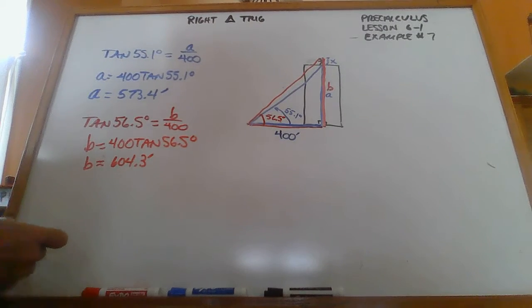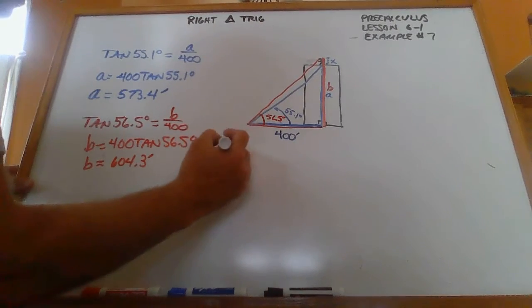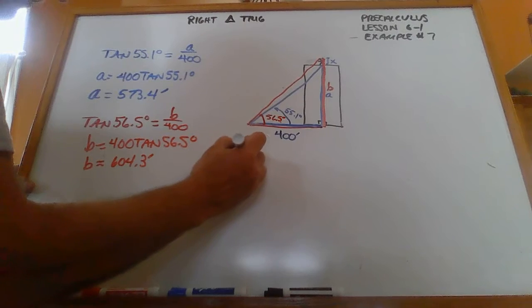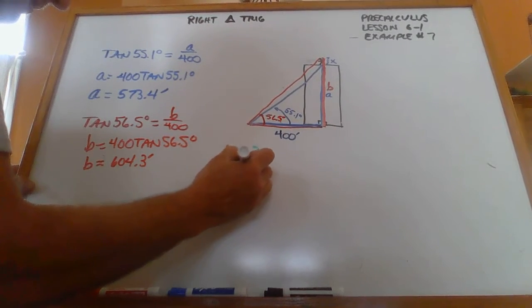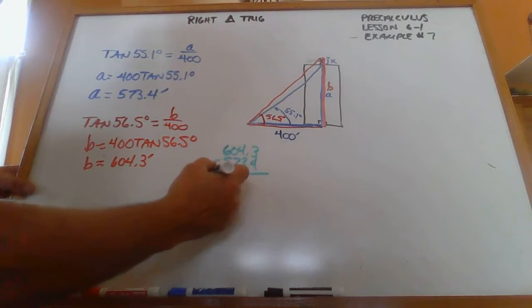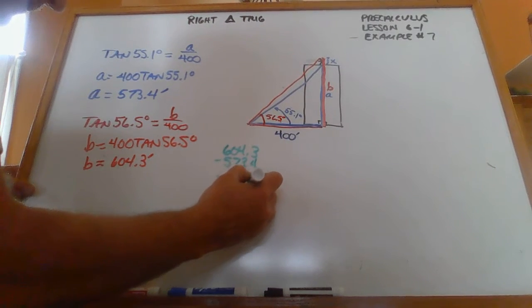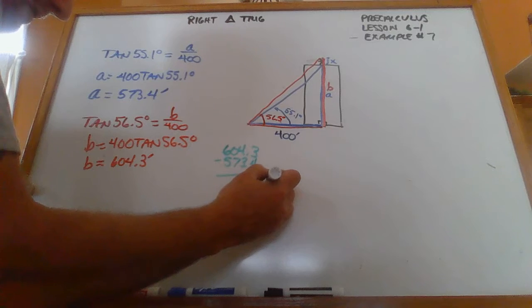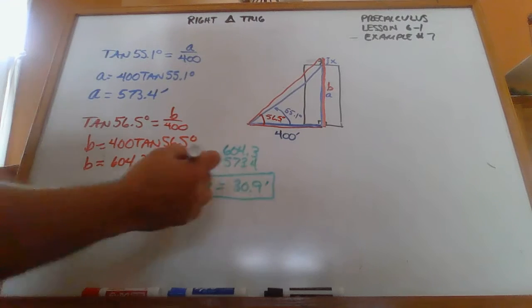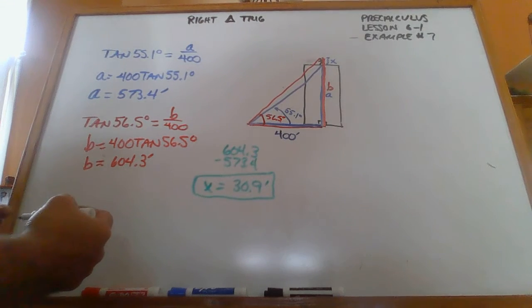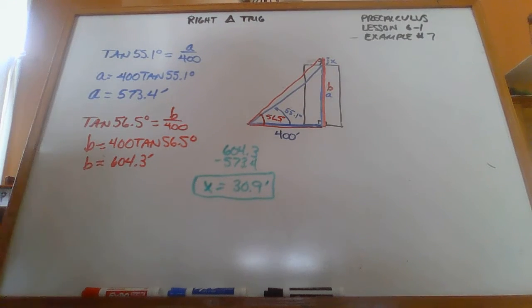And the final part of my problem is to take 604.3 and subtract the 573.4, and that tells me that X is 30.9 feet. And so I've calculated the height of the statue. I never had to go in the building. And I didn't have to go up and use a tape measure and all that kind of stuff. Very handy.